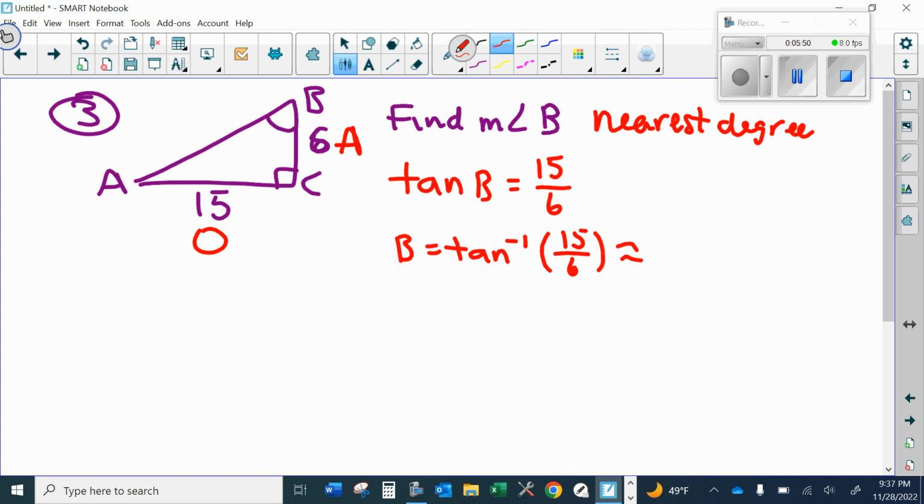So now I type in the calculator. You gotta make sure you use inverse tangent, not tangent. You're gonna get a wrong answer. And the nearest degree would be 68 degrees. Okay, remember nearest degree means the one spot. Okay, next.